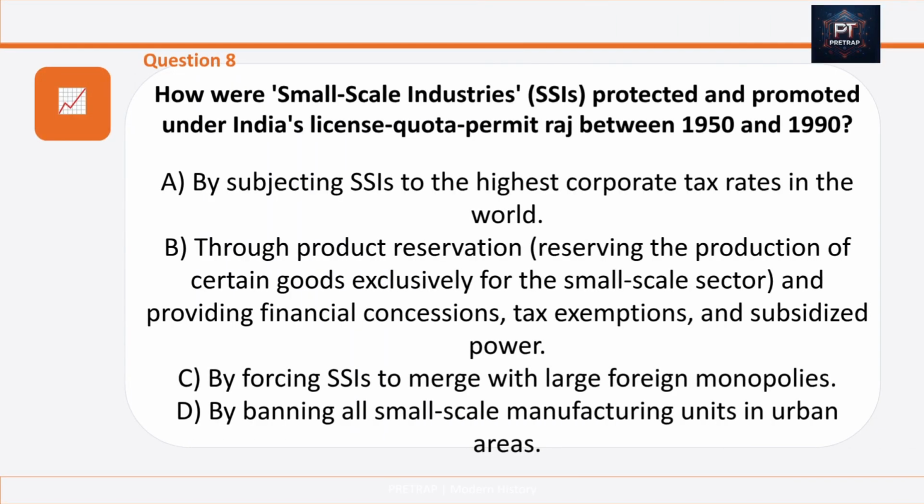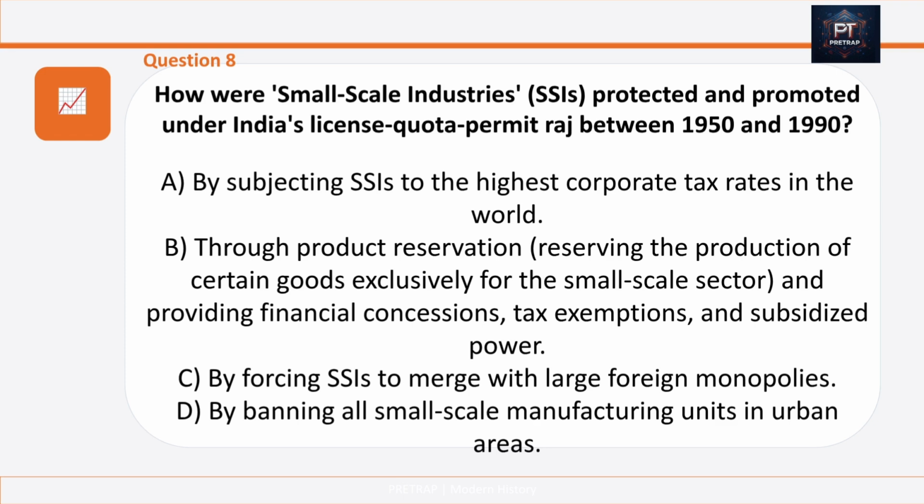Question number 8 is, how were small scale industries protected and promoted under India's license quota permit Raj between 1950 and 1990? Option A, by subjecting small scale industries to the highest corporate tax rates in the world. Option B, through product reservation and providing financial concessions, tax exemption and subsidized power.